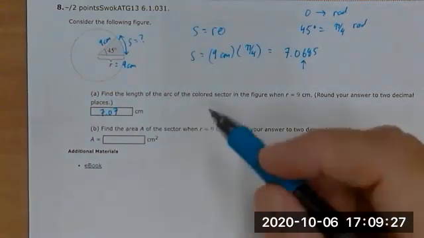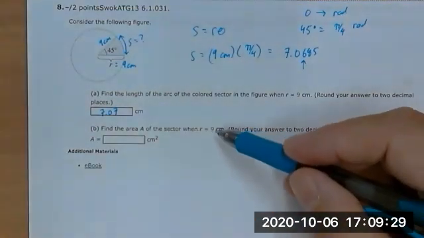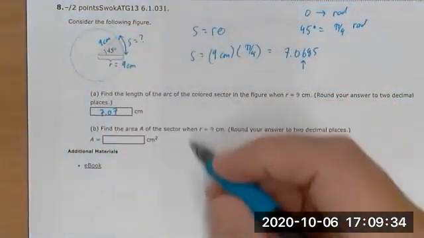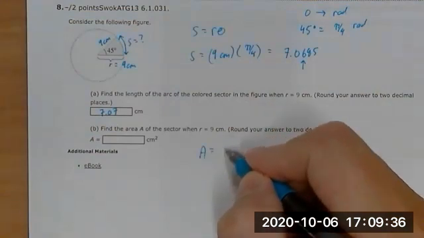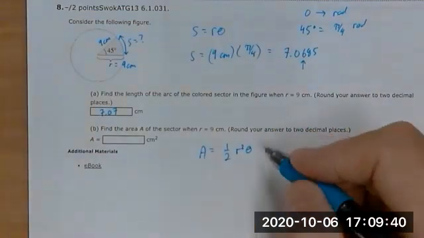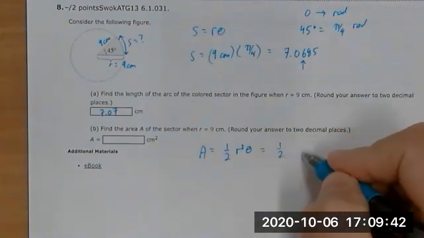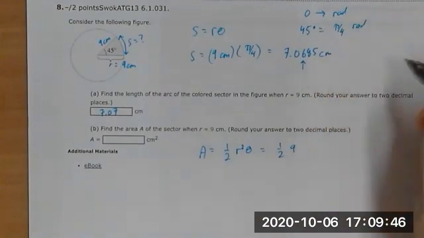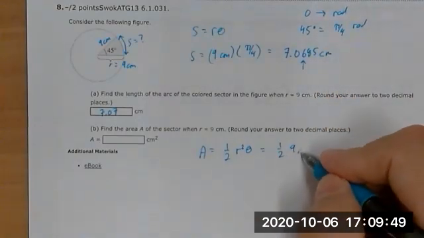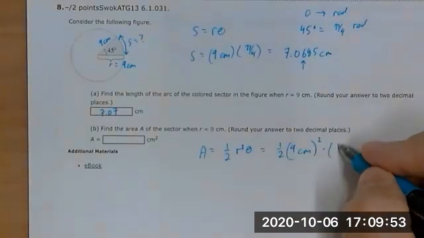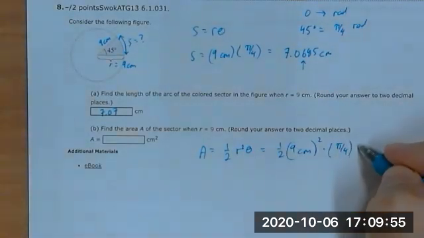Now the second part says find the area of the sector when r equals 9 centimeters. Same problem, except now they're asking for the area. So the equation for the area is 1/2 r squared theta. So 1/2, the radius is 9. I should have put 9 centimeters here. 1/2 times 9 centimeters squared, and theta, once again, is pi over 4.